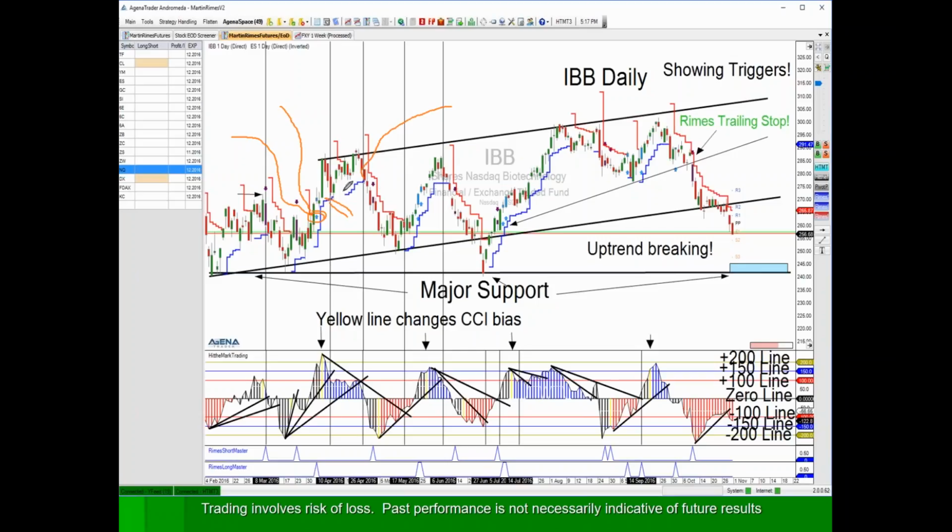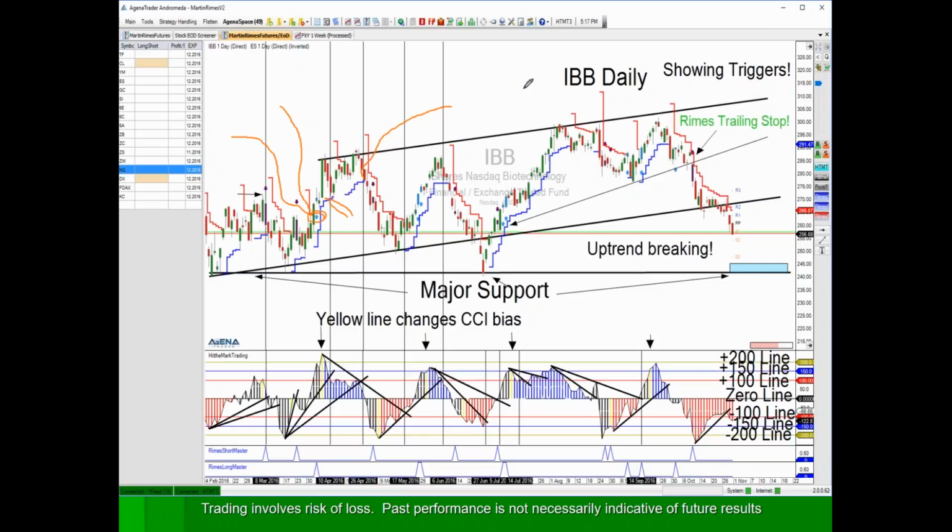So what will happen is it will stop you out on a close below the trailing stop, not if it just simply touches it. But you can fine-tune that in AgenaTrader if you want. If you want to be conservative, you want it where if it touches, it takes you out, no problem, they'll do that.